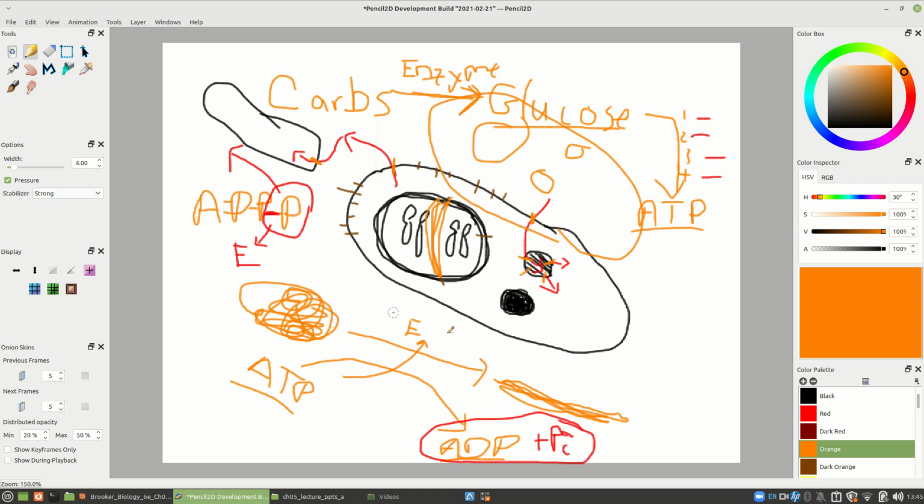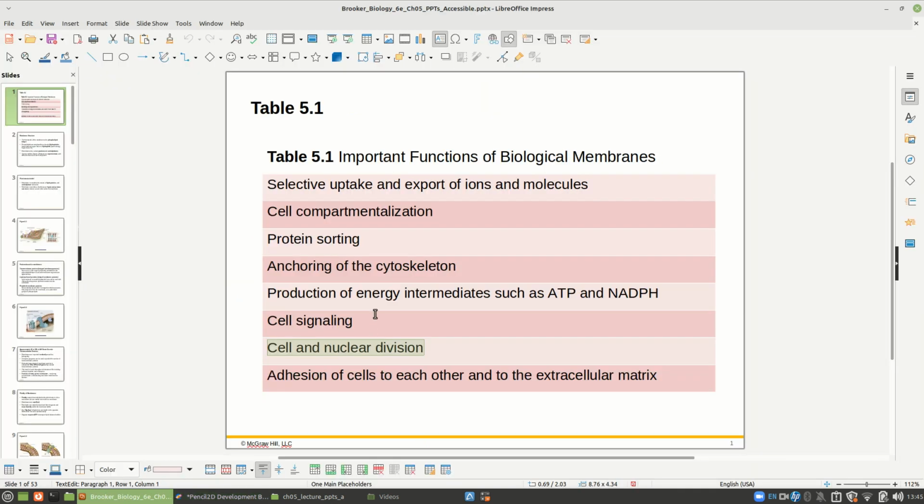And you're going to have to do all of this. Proteins will do all the work, but you're also going to have to produce some lipids and some extra membrane to get all of this done. That's the important function, and it is a part of cell and nuclear division, because you're going to have to move the membrane around and make new membrane and stuff like that. So it is a part of this table.